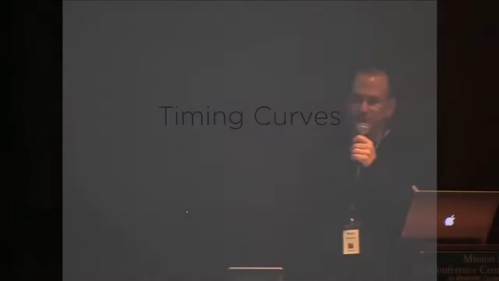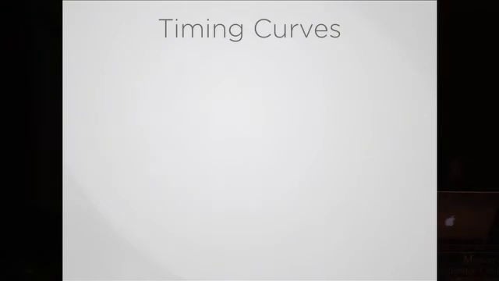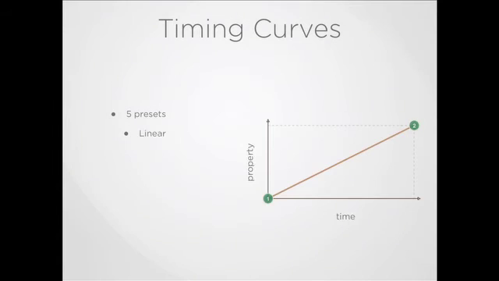So I wanted to talk about timing curves. Timing curves are really important. These are what determine how the property that you're animating varies over time during the course of the animation. And as Phil mentioned, these are really effective, and having different timing curves presents a different perception to your users. There are five in Core Animation that are built in.